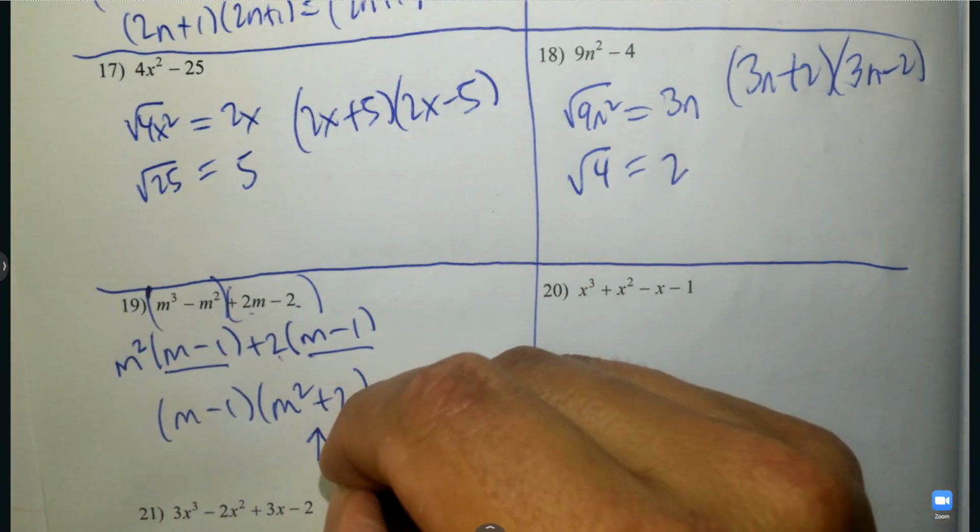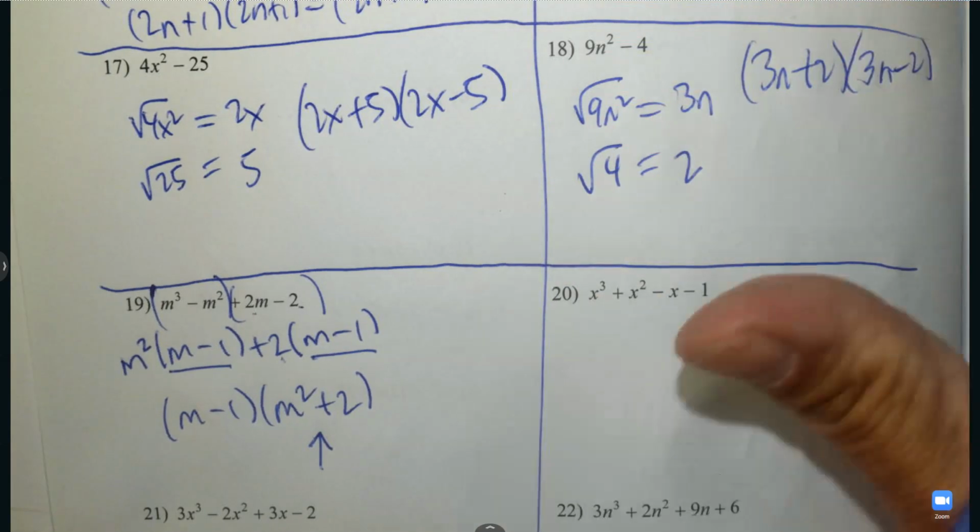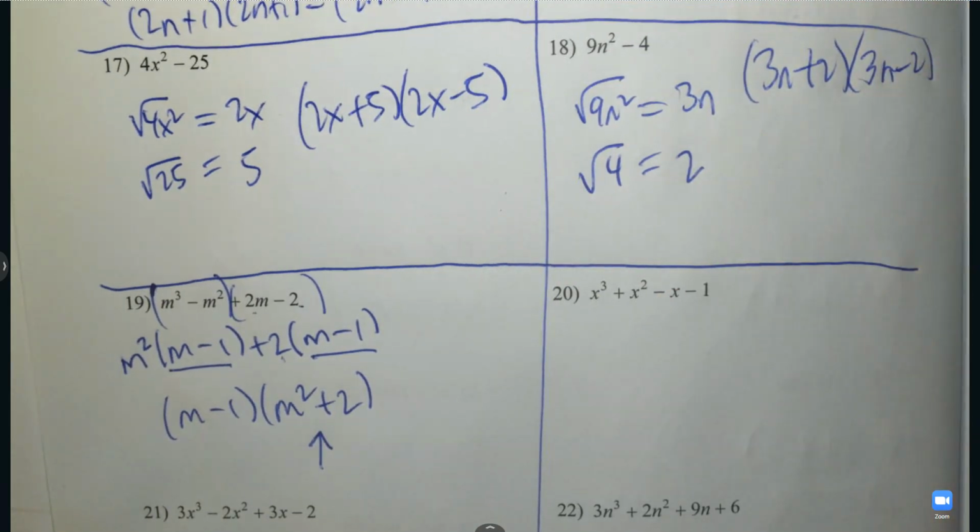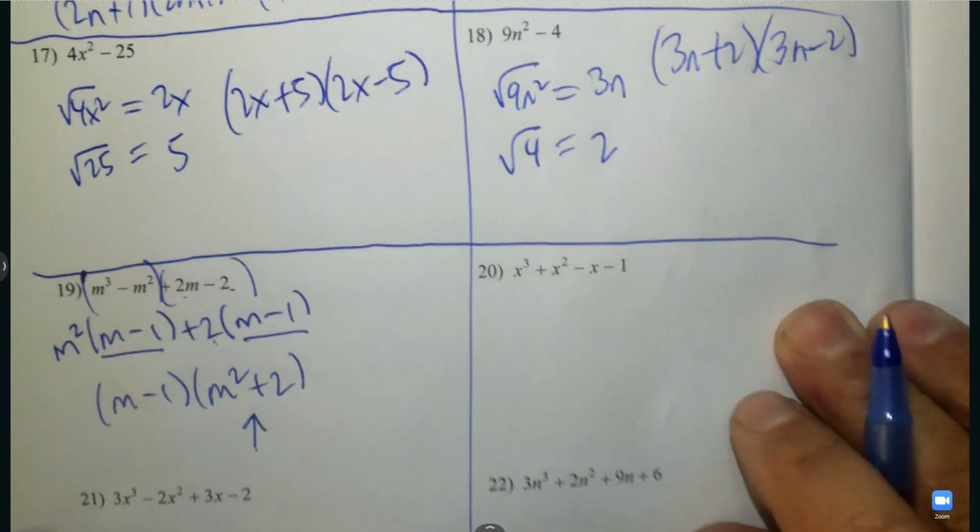Sometimes we can factor this further. But m squared plus 2 is prime. That's what we say when you can't keep factoring. And that's it.